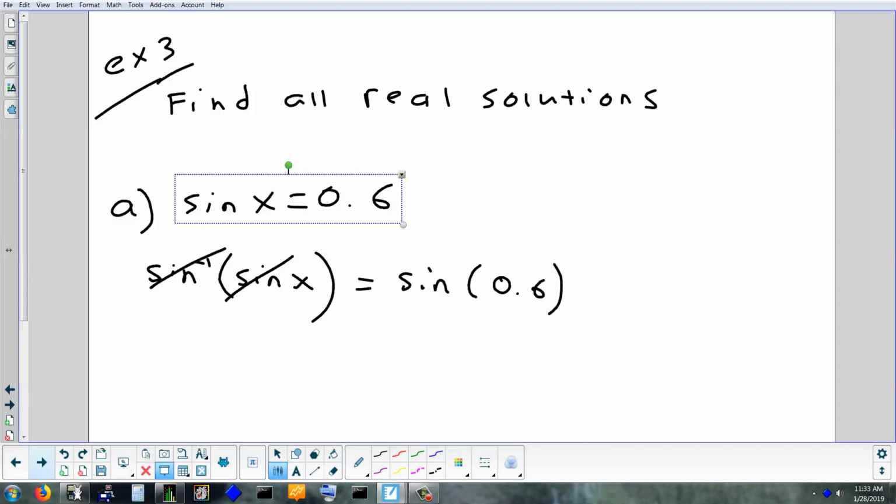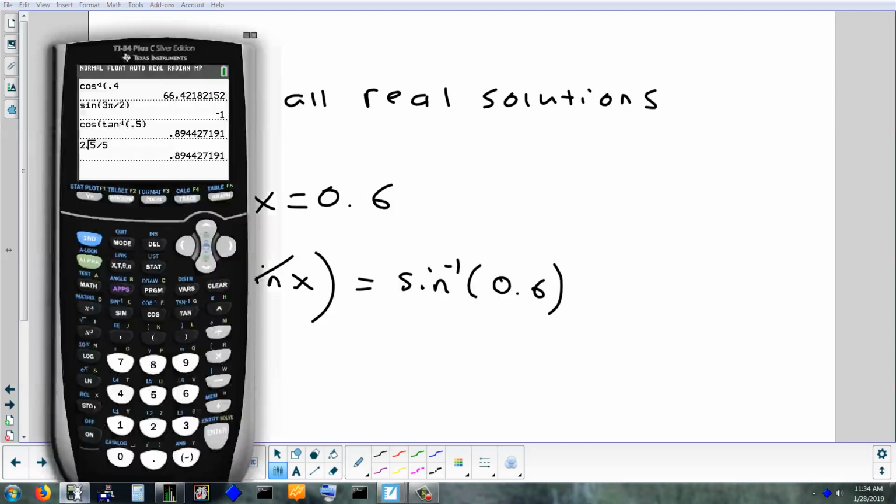Now, those two things cancel out, as long as your answer is between negative 90 and 90. What that means is you're going to get an answer here that's between negative 90 and 90, but it might not be the only answer. We might have to think about other quadrants to get the second answer. So x, and let's do it in degrees.